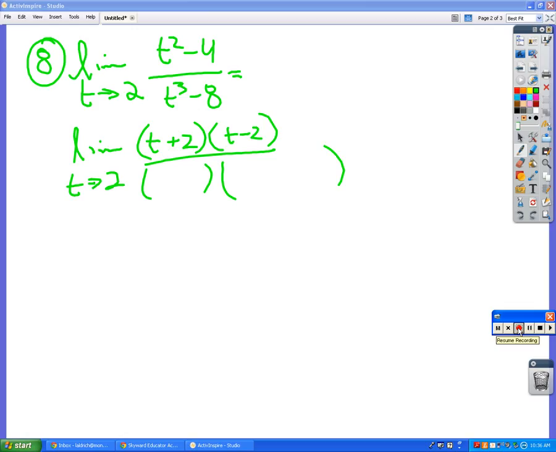Another hint there is that 8 is 2 cubed, and so this is the difference of 2 cubes. So that's going to be t minus 2 times the first one squared plus these two multiplied together plus the second one squared.